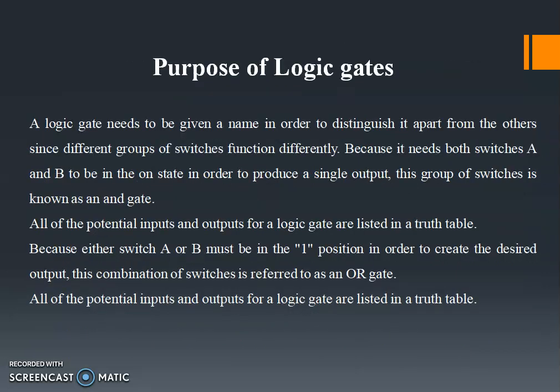Purpose of logic gates. Logic gates need to be given a name in order to distinguish them from the others, since different groups of switches function differently. Because it needs both switches A and B to be in the on state in order to produce an output, this group of switches is known as an AND gate.